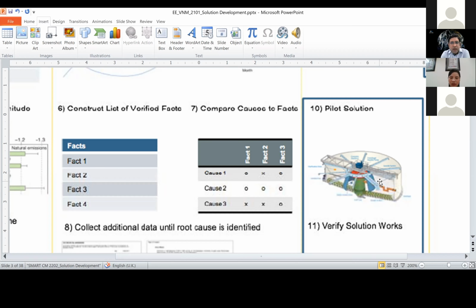And then sustain. Sustain, the last S, is the control plan. How do we sustain it? How do we ensure that whatever equipment we're installing has longer life? How do we ensure that our team predicts the problem rather than identifying it when it happens? So predicting it before it happens and taking necessary actions. This is the most important part of any measure that we are proposing.